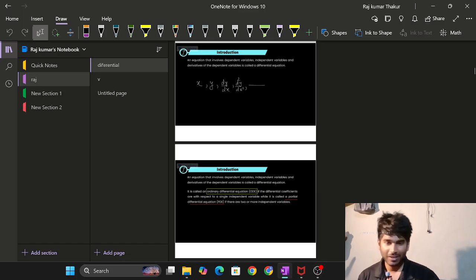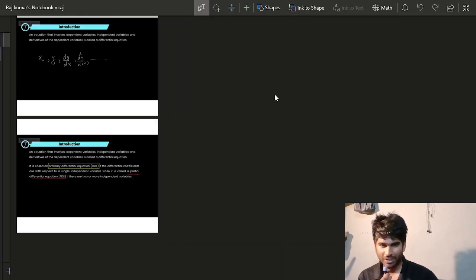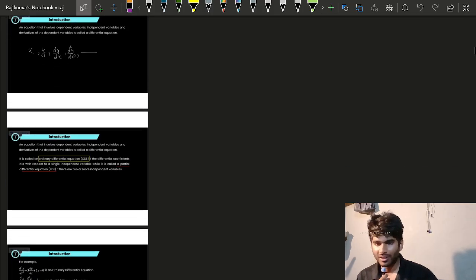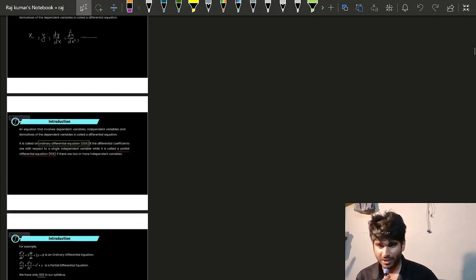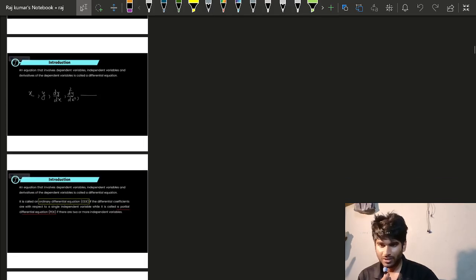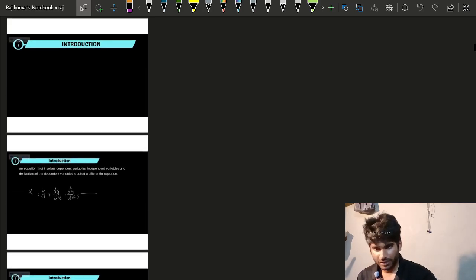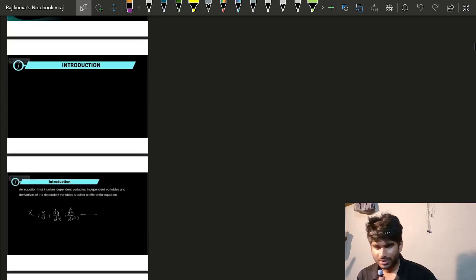So today we will discuss differential equations, a very important chapter. Every year, in every competitive exam, whenever you give JEE or another competitive exam, they ask so many questions in this chapter. So first of all, when we start this chapter, what is the important thing?